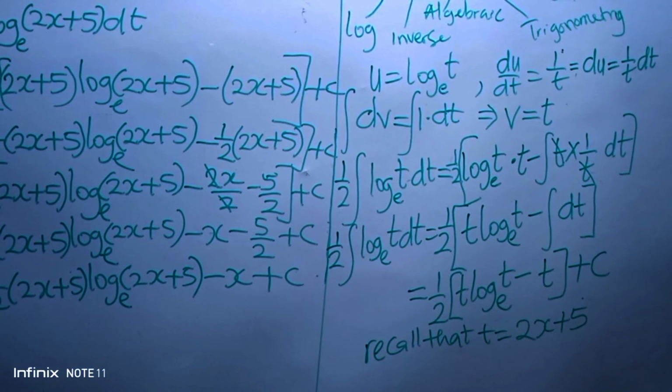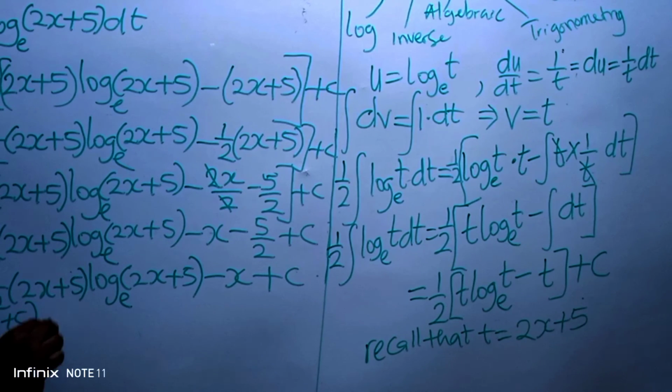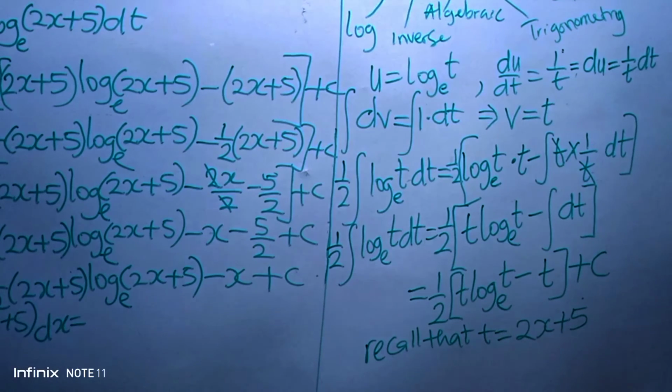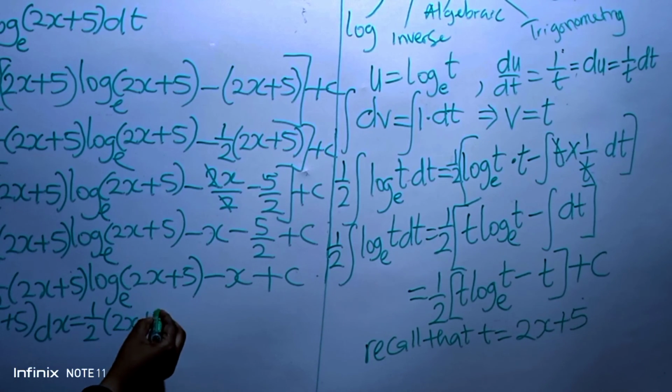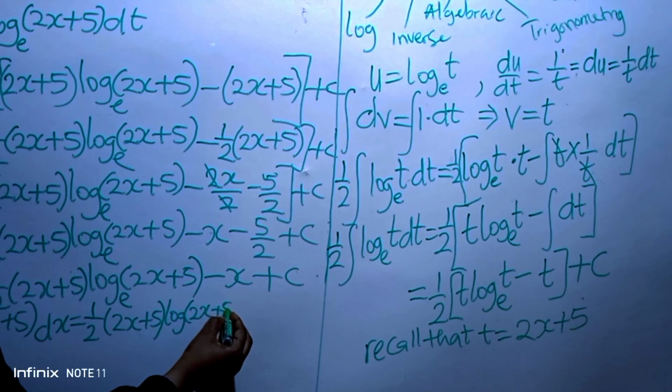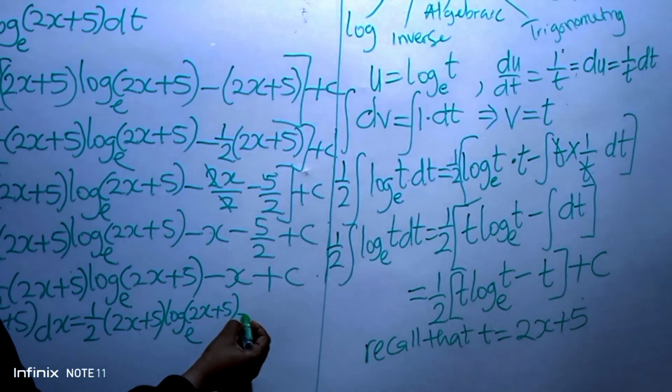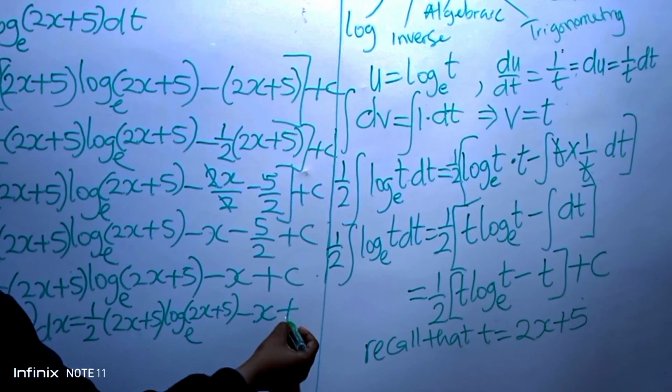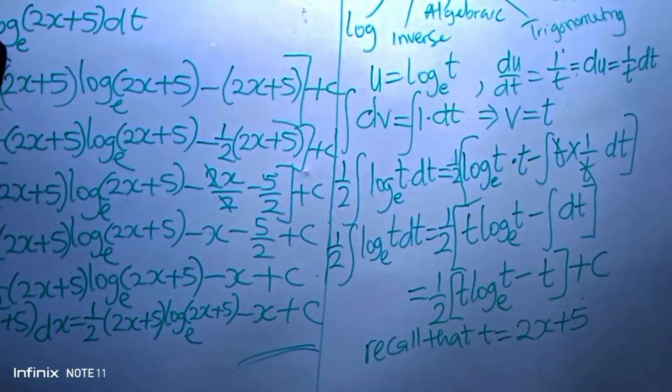So the integral of log(2x + 5) base e dx is equal to 1 over 2 into bracket (2x + 5) log(2x + 5) base e minus x, plus c. That is the final answer.